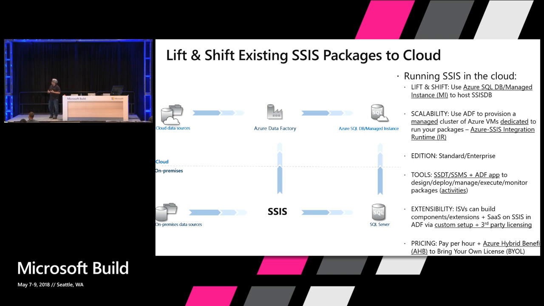In terms of scalability, you use ADF compute resource. So this is one of the paradigm shifts. When you run SQL Server on premises, the SSIS catalog is hosted by SQL Server, and the compute is also the SQL Server. But when you run it in the cloud, we have a separation of compute and storage. So the storage of SSIS packages is hosted by SQL DB or Managed Instance, but the compute is within ADF. We have this native compute resource, which is essentially a managed cluster of Azure VMs, and we call it Azure SSIS Integration Runtime, or IR. That's exactly the same as what Gaurav mentioned before.